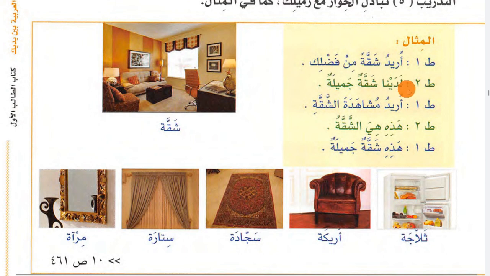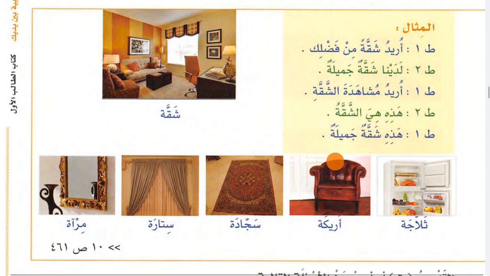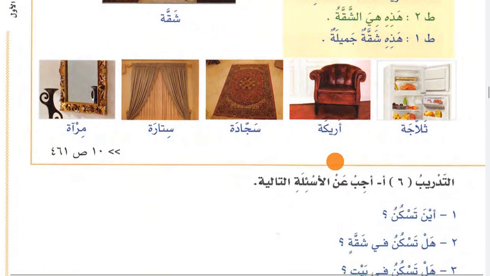Second person will say, "Ladaina shaqqatun jamila." We have a beautiful apartment. "Uridu mushahadata shaqqa." I want to see the apartment. He will say, "Hazihi hiya shaqqa." Here it is the apartment. "Hazihi shaqqatun jamila." This is a beautiful apartment. So now you will hide the example.